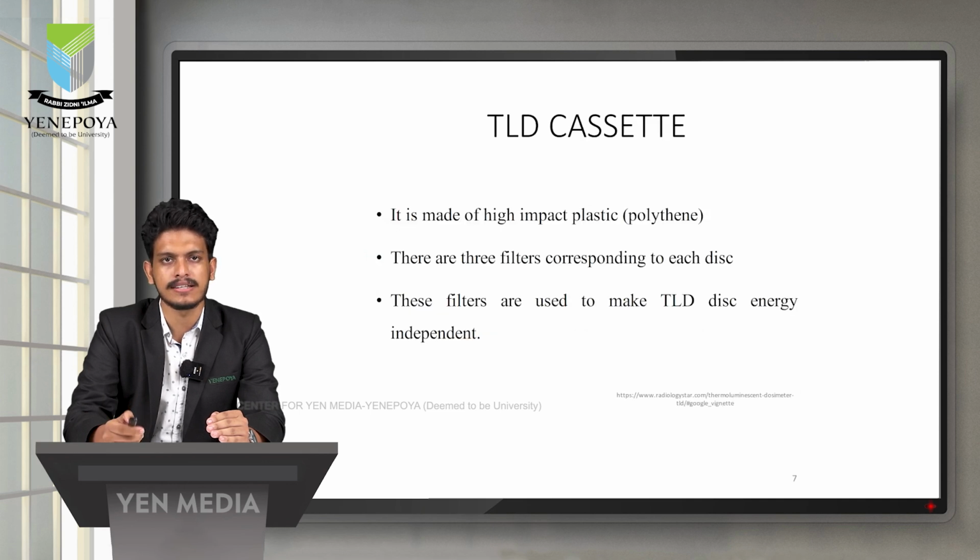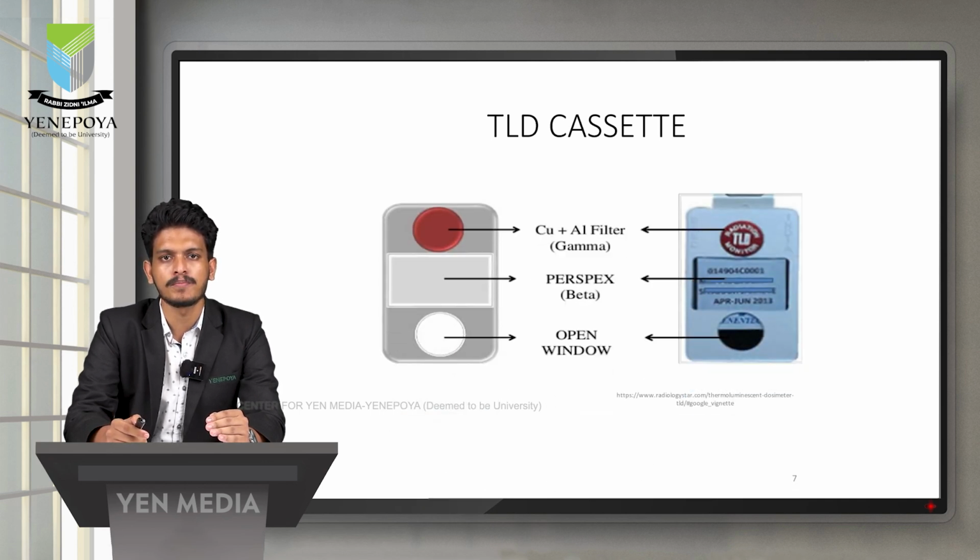Now moving on to the TLD cassette, it is made up of high impact plastic or polythene, and it consists of 3 filters, which include a copper plus aluminum filter, which is used to detect gamma radiation, a perspex filter, which is used to detect beta radiation, and an open filter, which is commonly used to detect X-rays. So these are the basic 3 filters present within the TLD cassette. It also consists of 3 discs which are embedded between these 3 filters. So these are the major things regarding the construction of TLD.